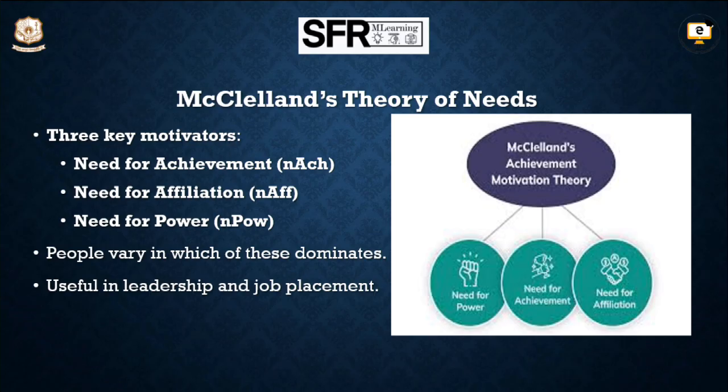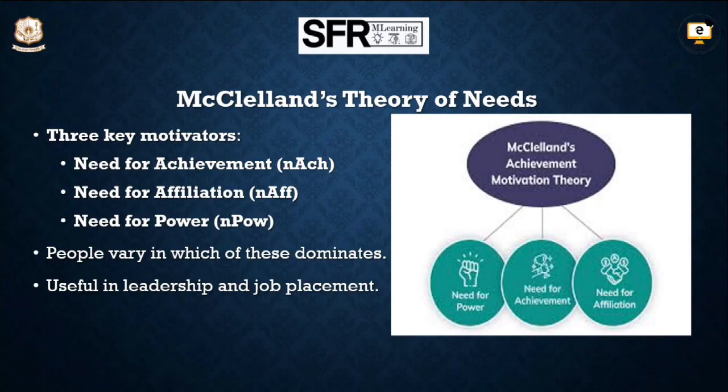And next, we are going to see McClelland's theory of needs. In this, McClelland talked about three key motivators. The first one is need for achievement, the second is need for affiliation, and the third is need for power. Need for achievement means everyone wants to achieve something in life. Each and every one has some dreams and desires to achieve, and that type of motivation helps you to achieve it.